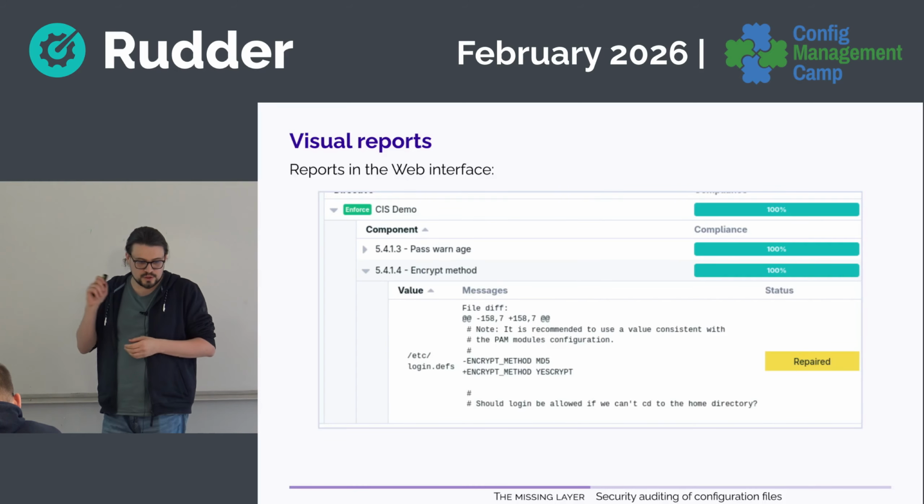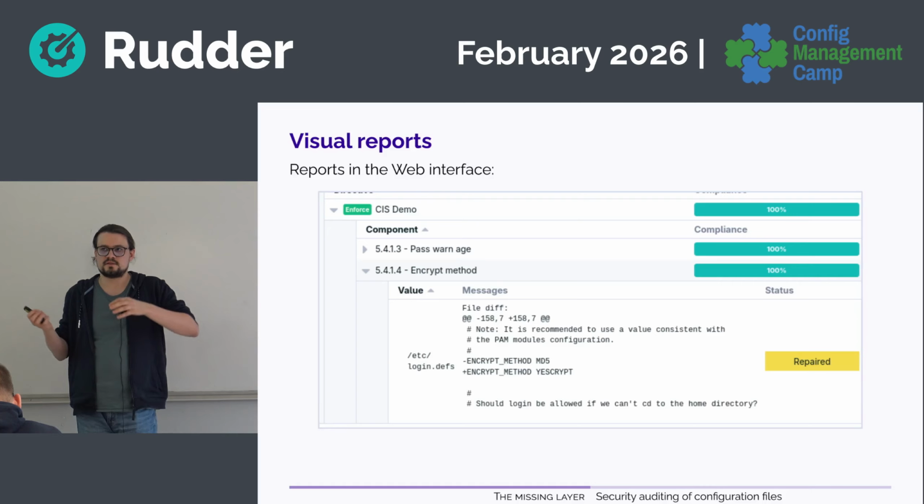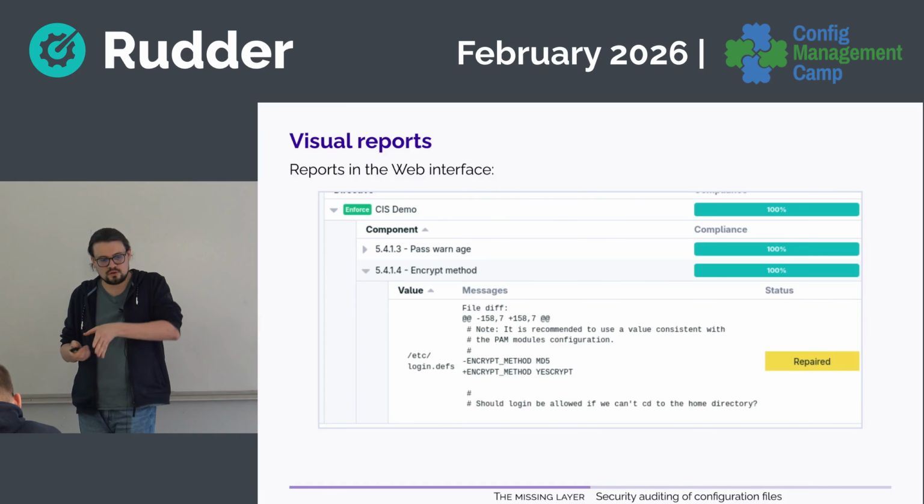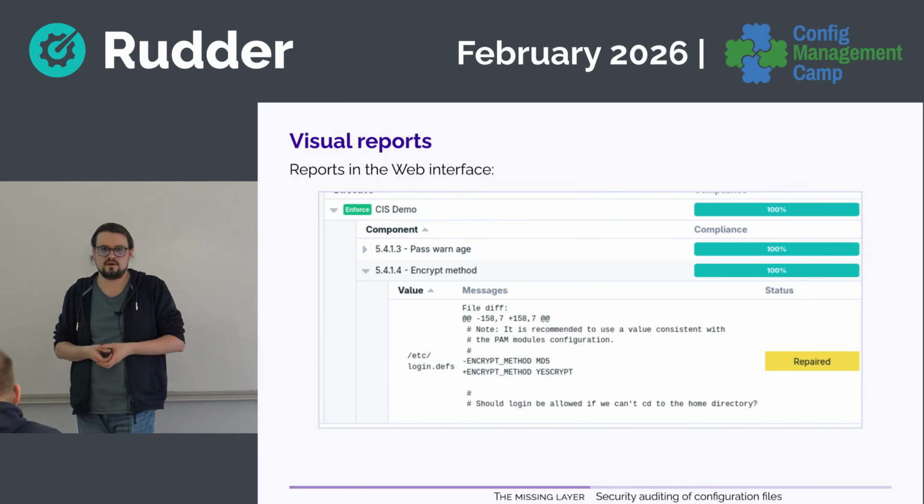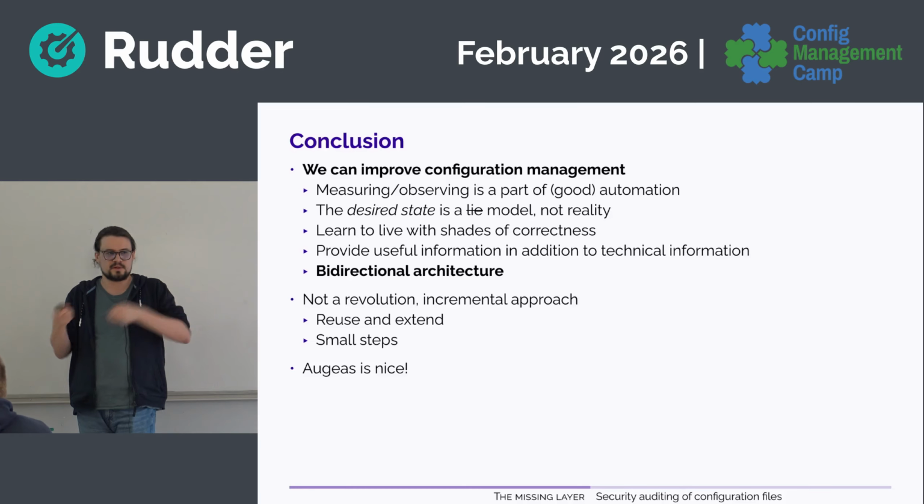So in conclusion, I really think we can still improve configuration management, and adding these auditing capabilities actually forces us to focus on the measuring, observing side, which is actually part of good automation, I think. It also moves the focus a bit off the desired state, because the desired state is never actually the reality, and it forces us to learn to live with various levels of correctness for our program, for our policies, and actually manage the differences between the expected state and the reality, and not just have an error and not know what to do about it.